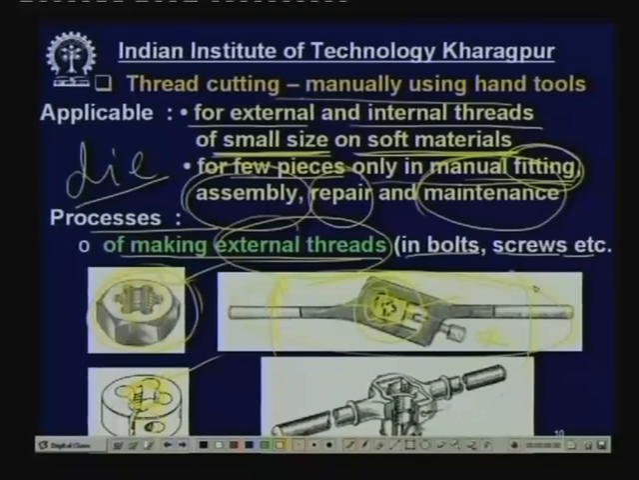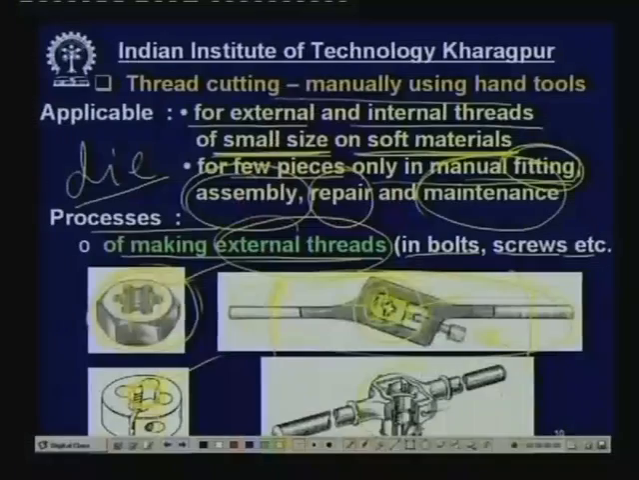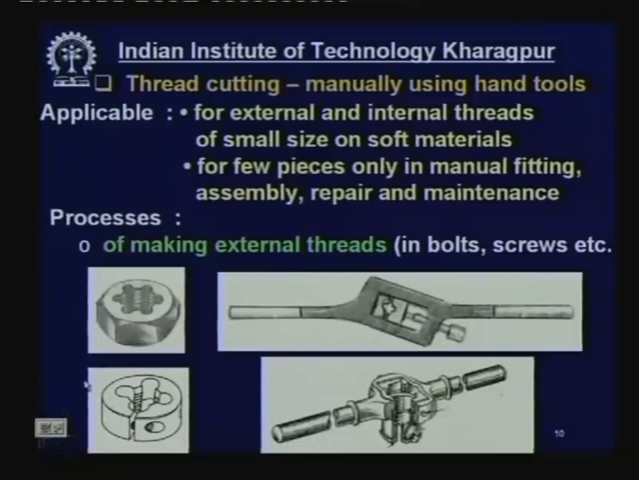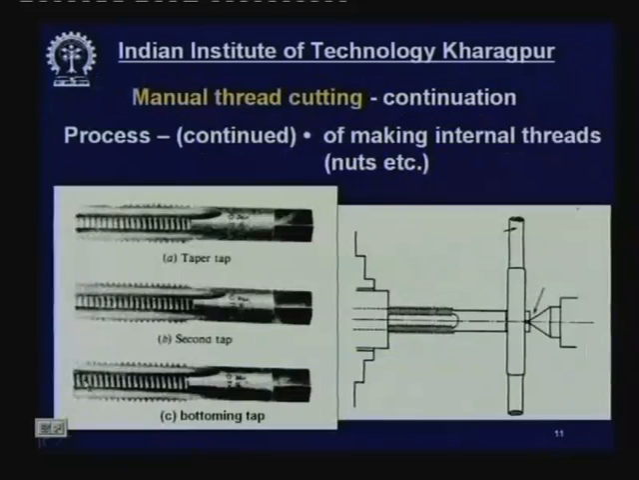Now, for cutting threads on pipes, that is called finer thread, that requires a bigger type of die. These are special dies which are fitted into the handle through a bush, and this is rotated manually to produce the thread at the pipe's end. This is called external threads. In pipes, generally external threads are produced.